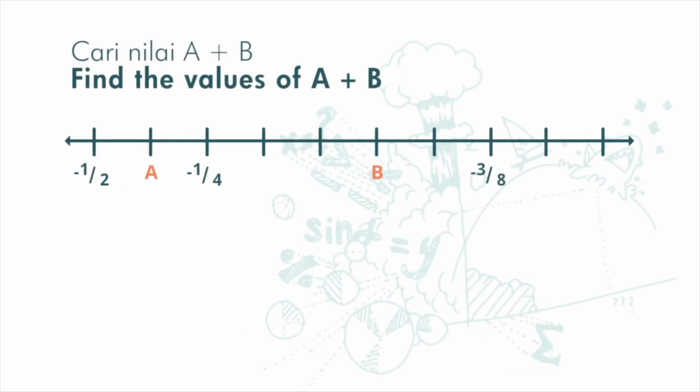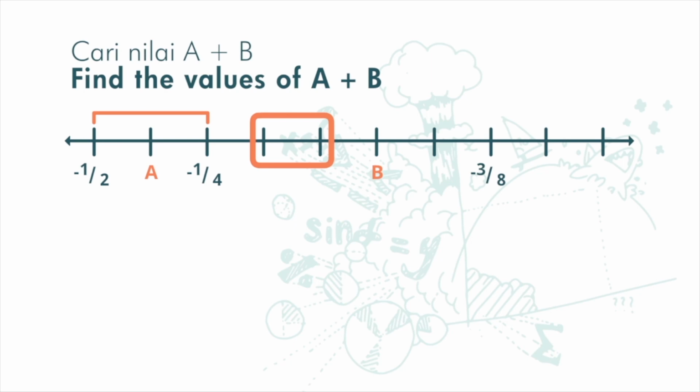Find the value of a plus b. To get a plus b, we need to find out the value of a and b. First, we need to find out the value of one part of this number line. We can find out the value of one part from here.